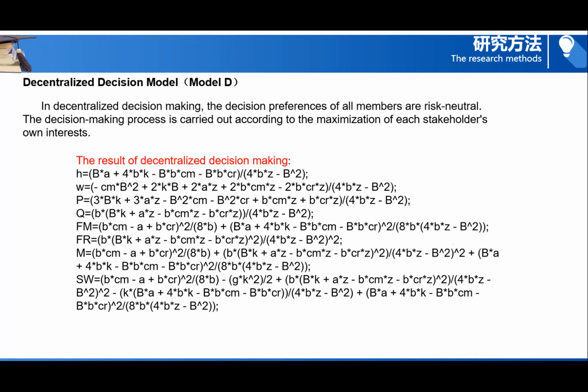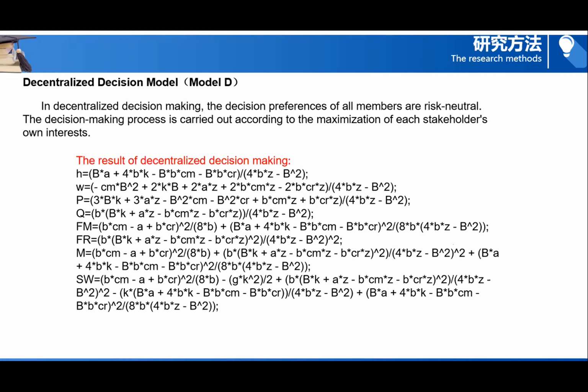Decentralized decision model, we call it model D. In decentralized decision making, the decision preferences of all members are risk neutral. The decision making process is carried out according to the maximization of each stakeholder's own interest.